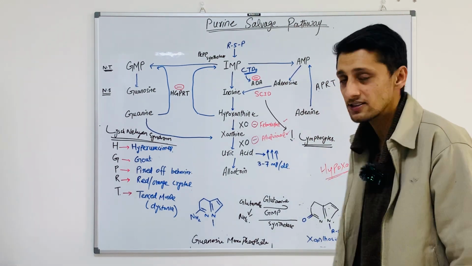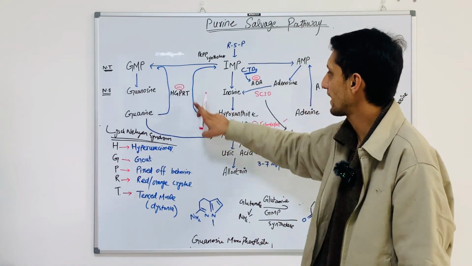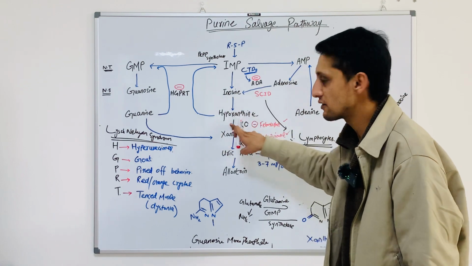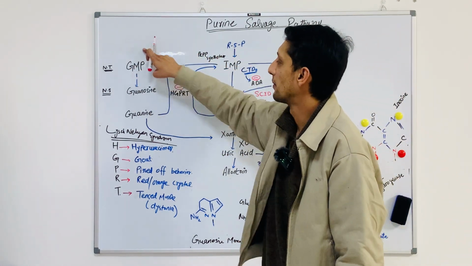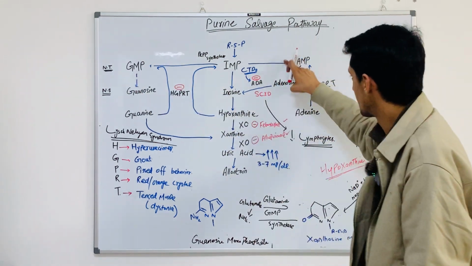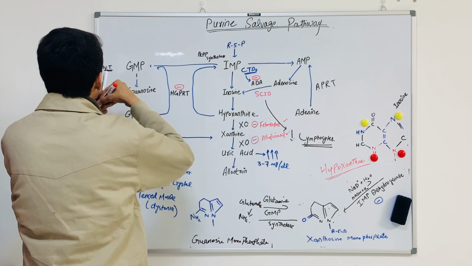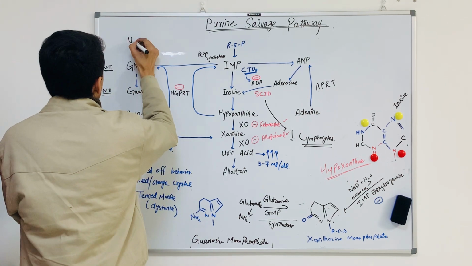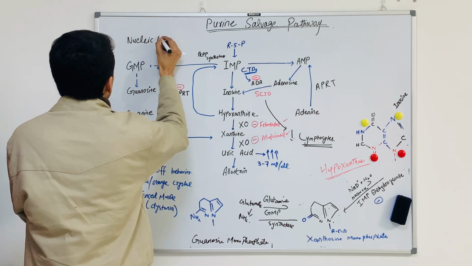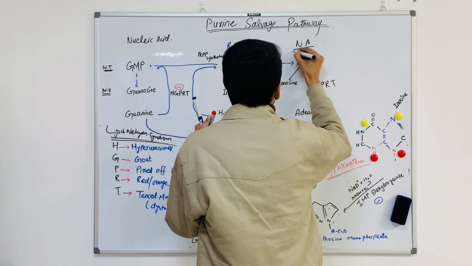So that's all. That's the main purine salvage pathway. You can salvage from the free bases to the main components, and from the main components you can derive the nucleotides. So where are these actually coming from? You know that these are actually coming from nucleic acids, DNA, right?